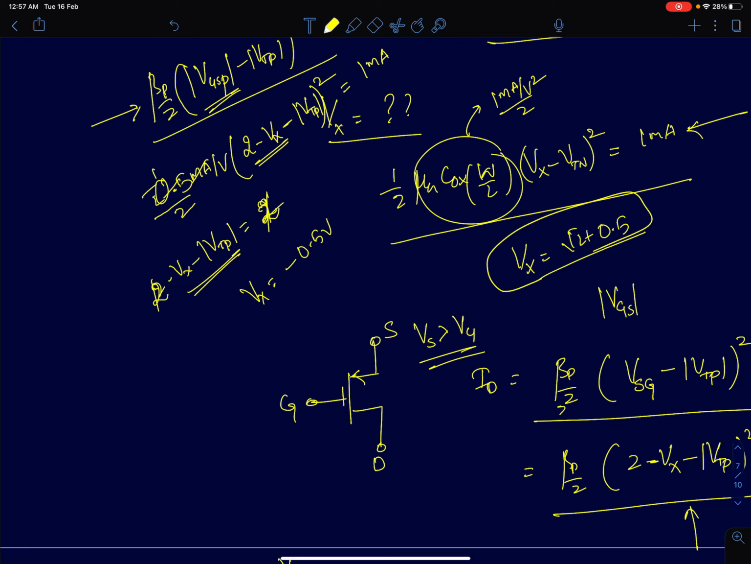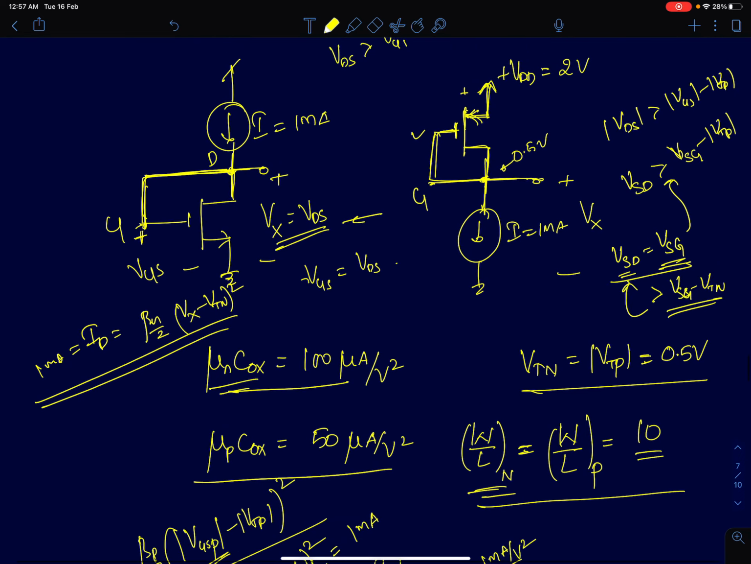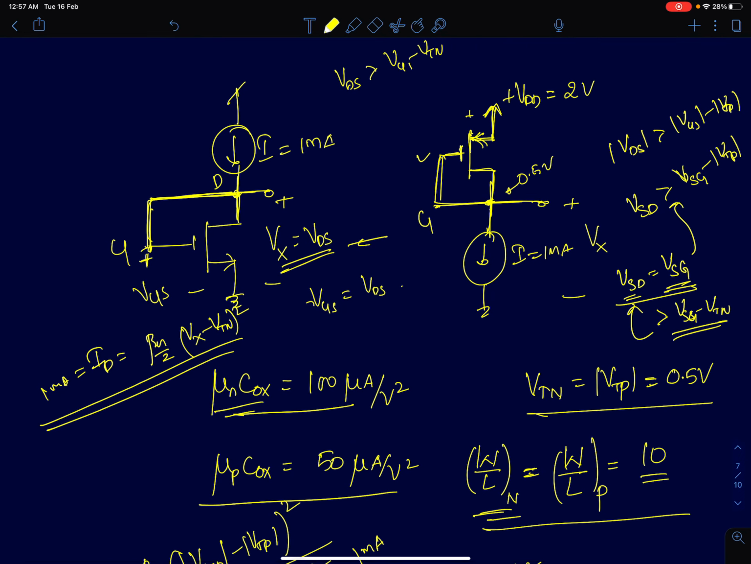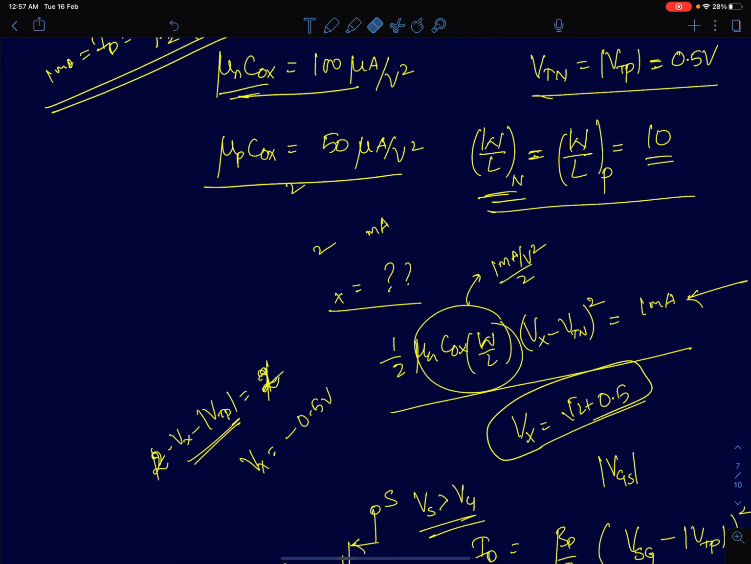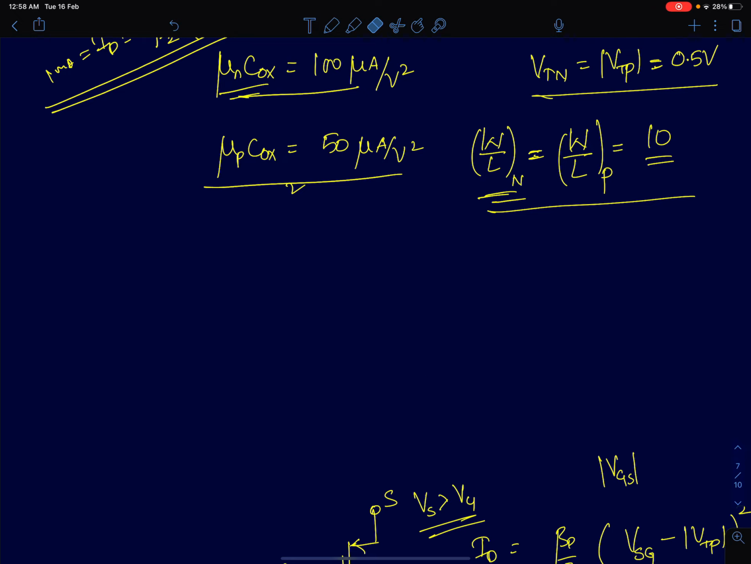Similarly, in a very similar way, you can find the voltage Vx in this circuit here. For the PMOS device, on the other hand, I'll write the expression for the drain current. For the PMOS device, the drain current is given by beta P by 2 into the quantity mod of VSGP minus mod of VTP, the whole square.